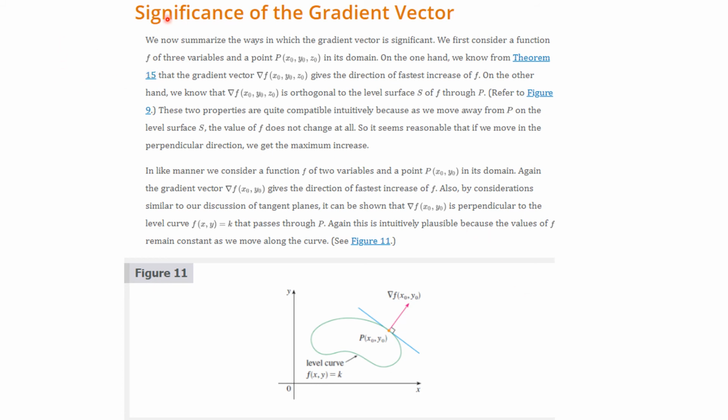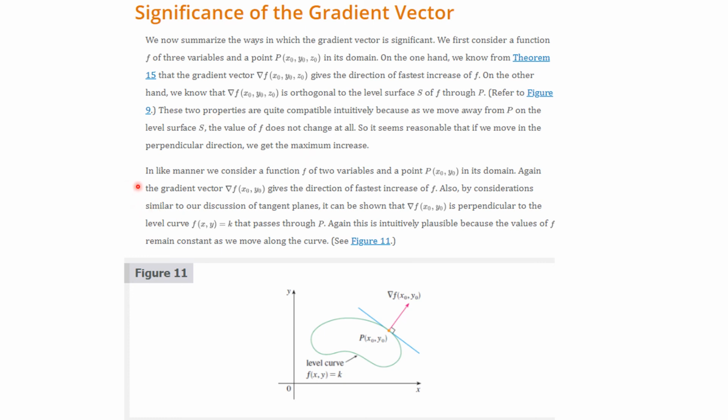So we're finding that the gradient vector is very significant. So let's summarize the ways that that is true. Take a function of 3 variables and a point P in its domain. On one hand, we know that this gradient evaluated at that point gives the direction of fastest increase. On the other hand, this gradient is also orthogonal, perpendicular, to the level surface. And these two properties are quite compatible because intuitively, as we move away from P on a level surface, the value doesn't change at all. So if we went perpendicular, you should get maximum change. And in fact, we actually proved that.